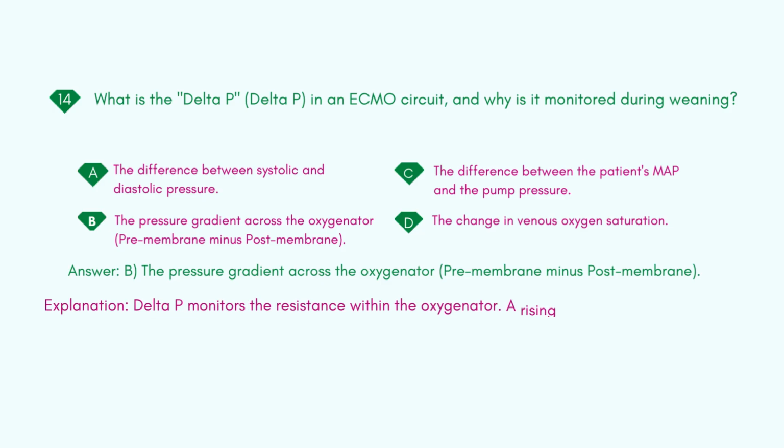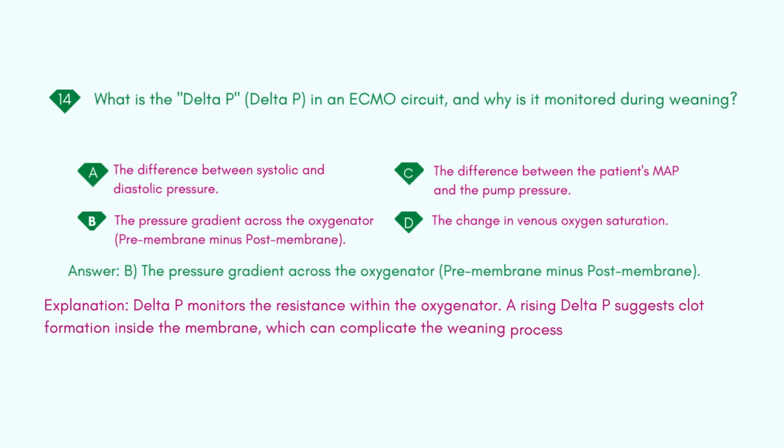Explanation: delta P monitors the resistance within the oxygenator. A rising delta P suggests clot formation inside the membrane, which can complicate the weaning process or necessitate a circuit change. In central VA ECMO cannulation, where is the arterial return cannula typically placed?